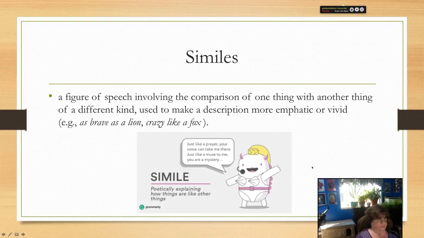Similes are very, very close to metaphors. They're also a figure of speech involving a comparison of one thing to another thing of a different kind. They're used to make descriptions more emphatic or vivid. The thing with a simile is they usually have like or as. So here we have poetically explaining how things are like other things. So again, that word like.